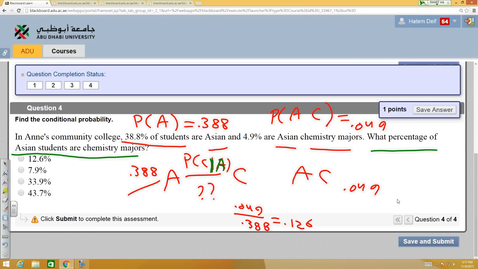So what does it mean? It means find the probability of being a chemistry given Asian. So he's playing a lot with the words here. That's what makes it a bit difficult. Yes, tell me. First of all, I was catching up, then I got lost. Okay, where did you get lost? Which part?